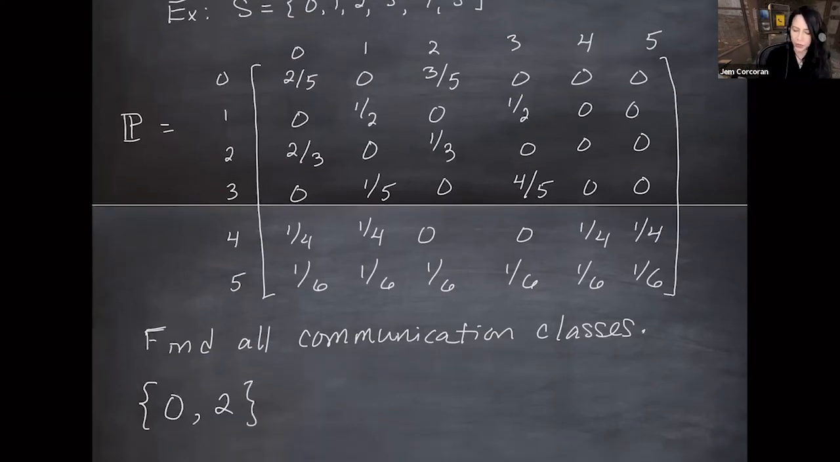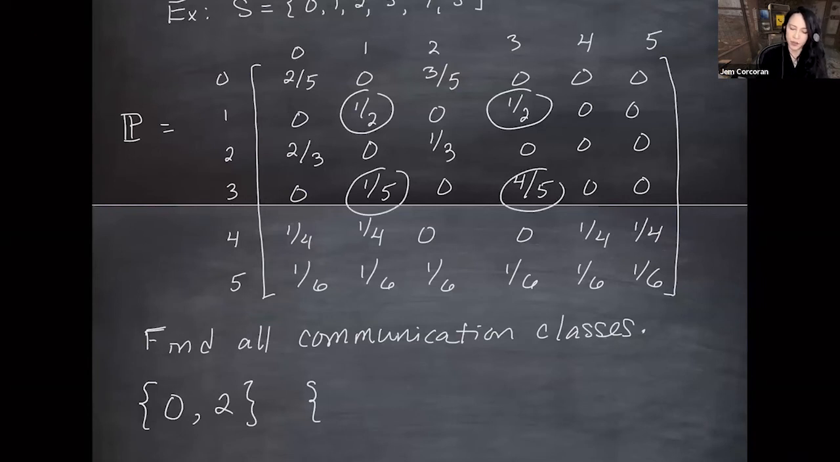But actually, this closes the communication class. And if you look at the 1 to 1, 1 to 3, 3 to 1, and 3 to 3, you have a little block matrix there if you ignored the rest. 1 and 3 definitely communicate. And it's a bad example that it happens in one step, but I wanted to write something simple and really sparse. You don't have to be able to move in one step.